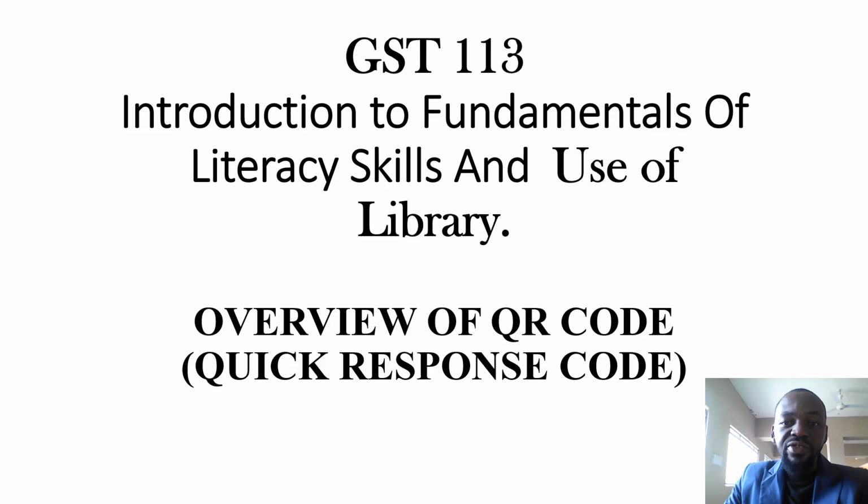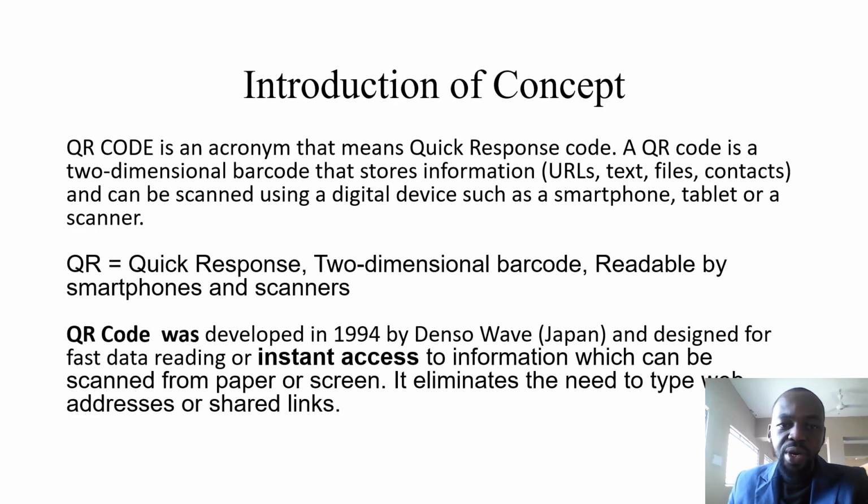Many of you are already familiar with it, but let's go into it very quickly. So the word QR stands for quick response. It's an acronym, and it's a two-dimensional barcode you use to store information such as URLs, text files, contacts, and all of that. So what you need is a digital device like a smartphone or a tablet to quickly use a QR code.